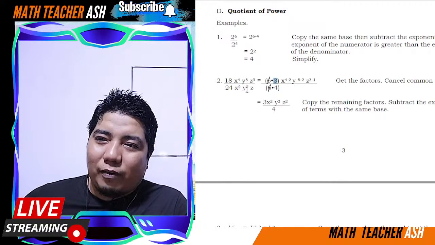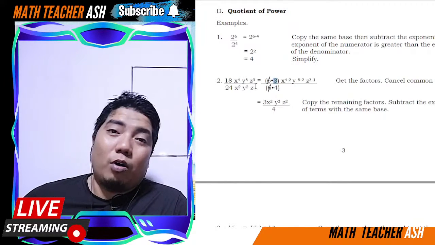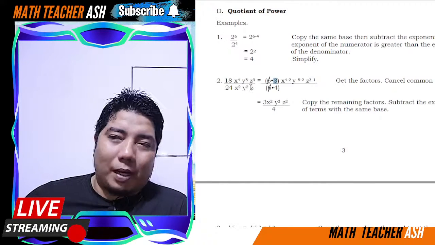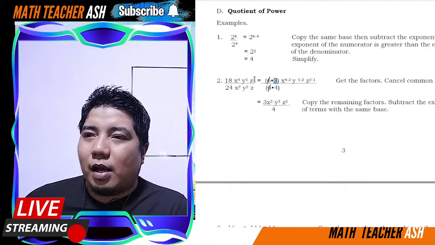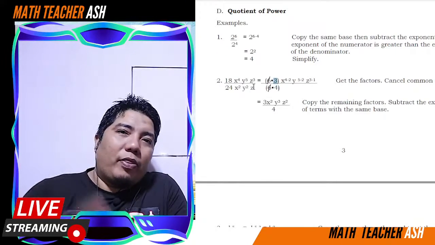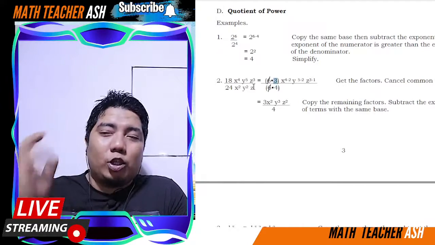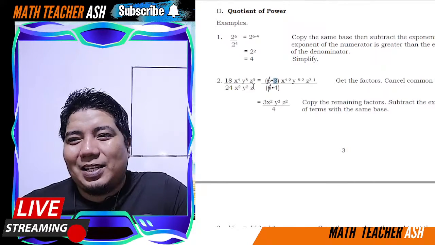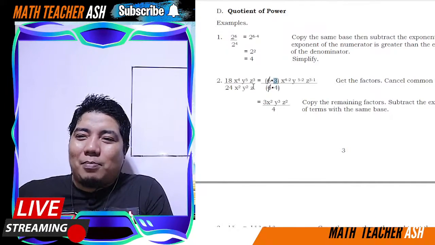Since the answer for each are all positive. 4 minus 2, positive. 5 minus 2, positive. 3 minus 1, positive. So, therefore, if that is the case, then you just write it in the numerator side. Okay, so ganun lang po kadali, my dear math learners.